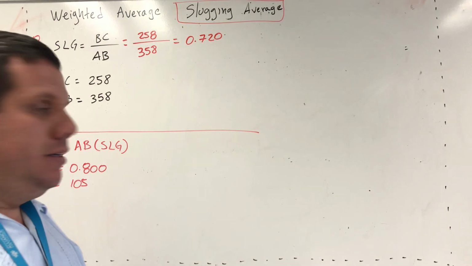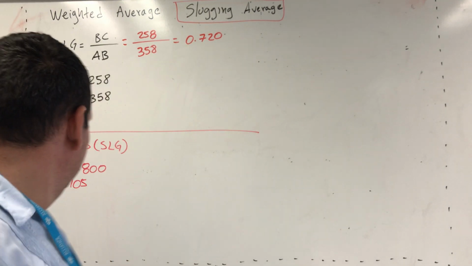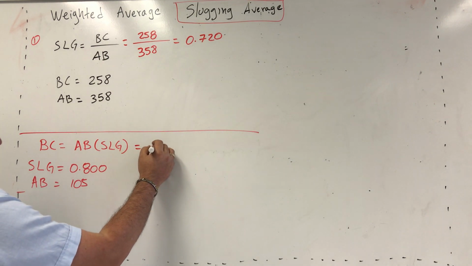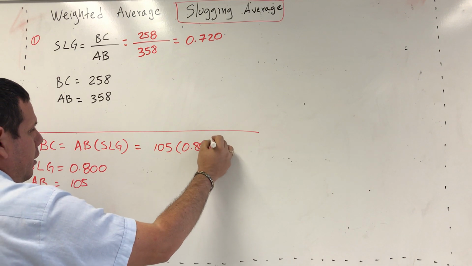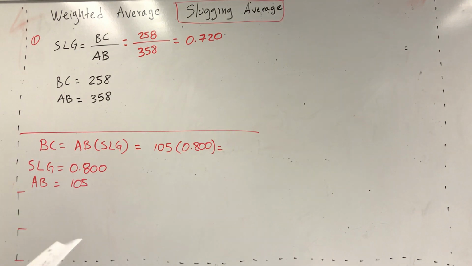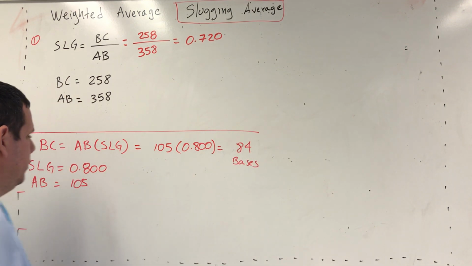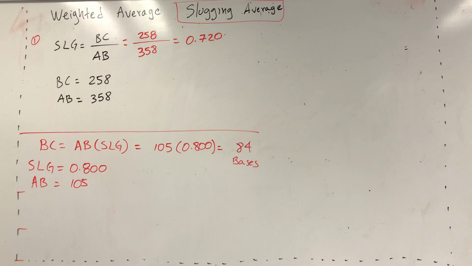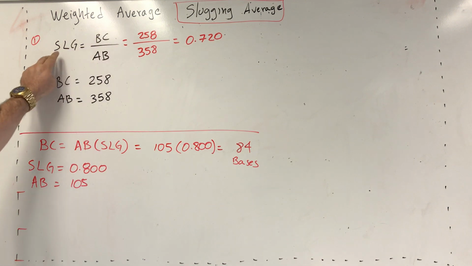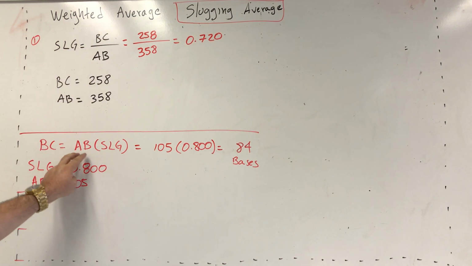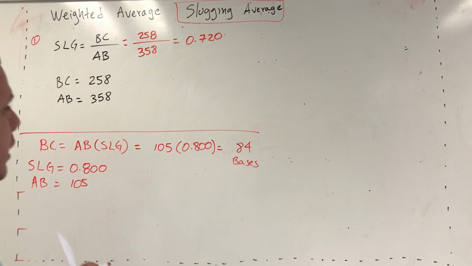How many bases did this player count? Okay, so what you need to do is multiply 105 times 0.800 and you get 84 bases. Okay, so basically this is a pretty simple formula. You can either divide to get the slugging average or multiply at bat times slugging average to get how many bases a player is getting.